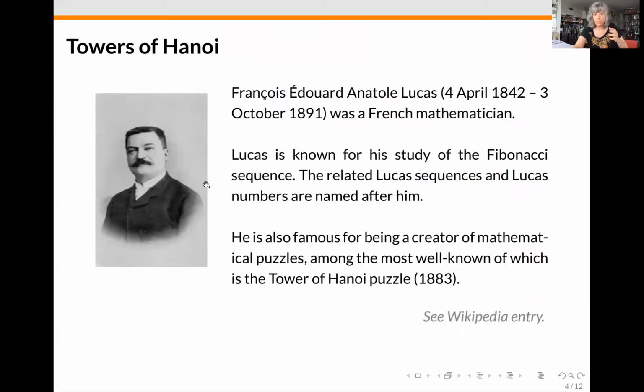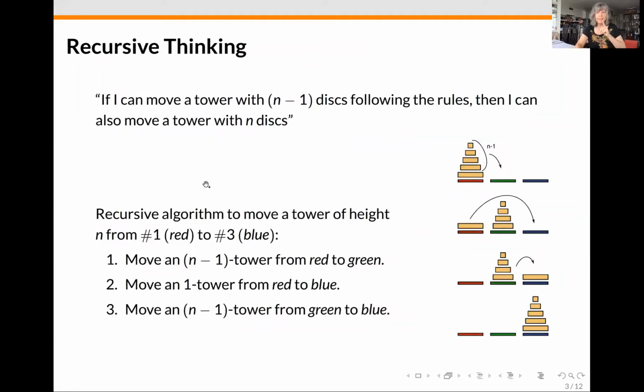So now we've done the towers of Hanoi, and the basic thinking is the following. The basic thinking in recursion is, if I can move a tower with n-1 disks following the rules, then I can also move a tower with n disks. This type of thinking is what is encompassed in the logical methodology of mathematical induction. It is the most important step when we're using mathematical induction for proving things: if I can do something for n-1, then I build it for n. So I prove that I can also do it for n.